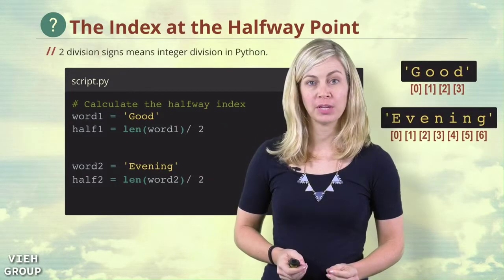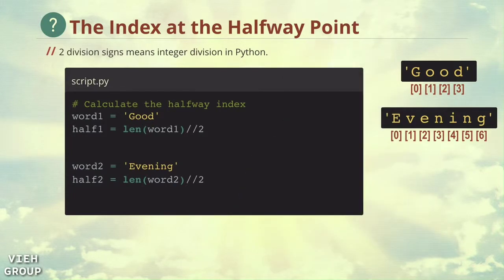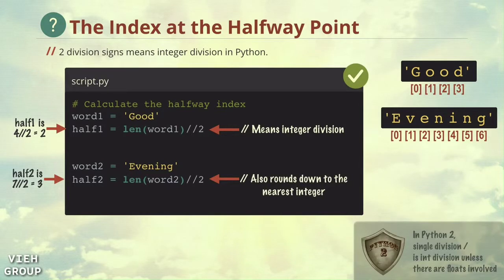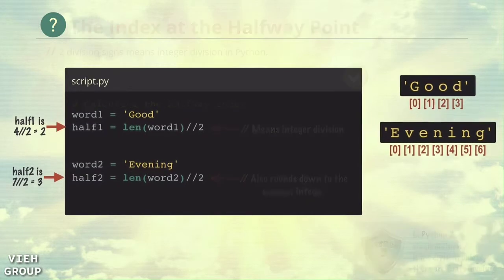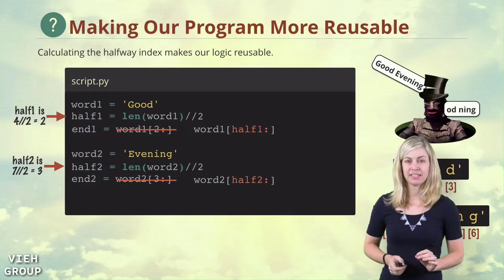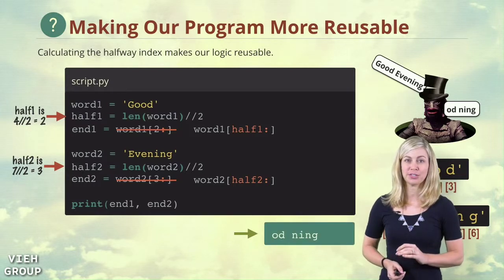To solve this problem, we can use integer division, which is 2 division signs. This will round down to the nearest whole number, or int. So using integer division, 4 divided by 2 is 2, and 7 divided by 2 is 3. This is different in Python 2, where single division and integer division are the same thing. For end1, we replace the index 2 with our calculated halfway value, and the same for end2. Perfect, we still get what we wanted, "odning," and our program will work for strings of any length.